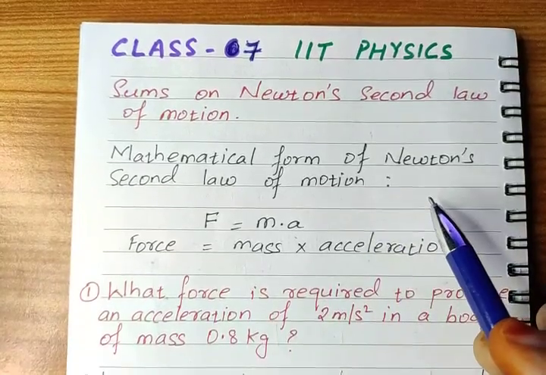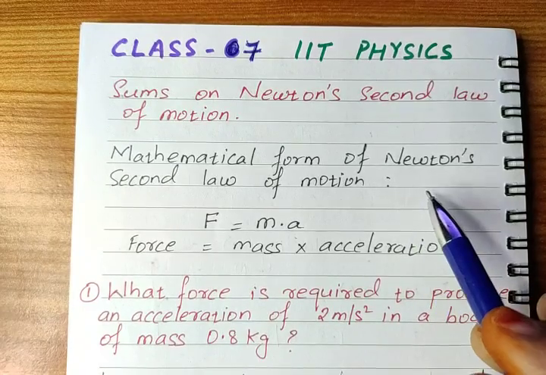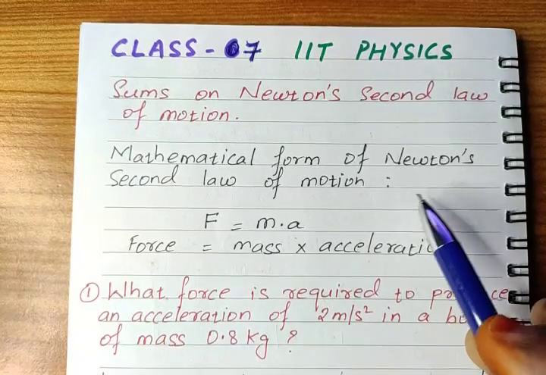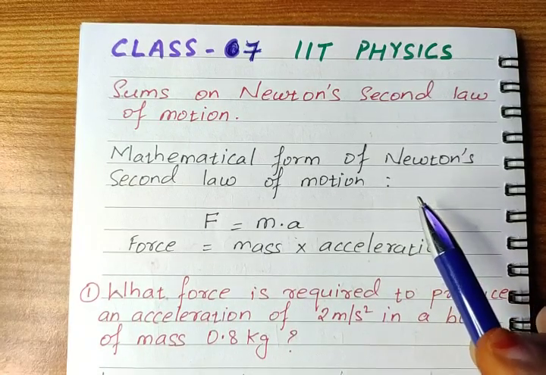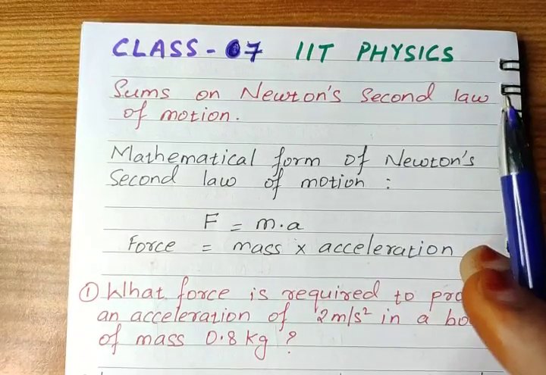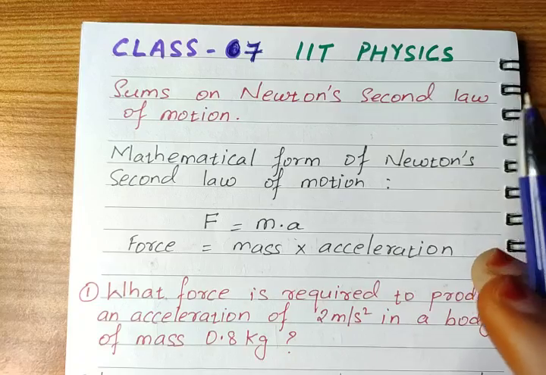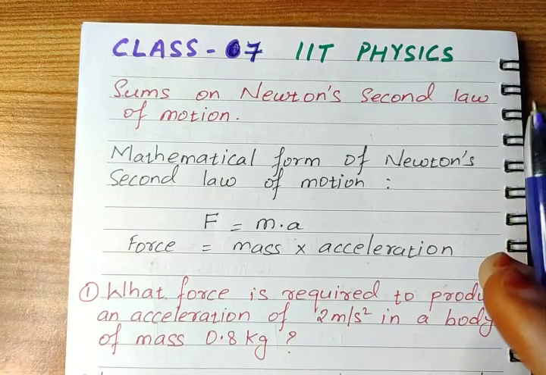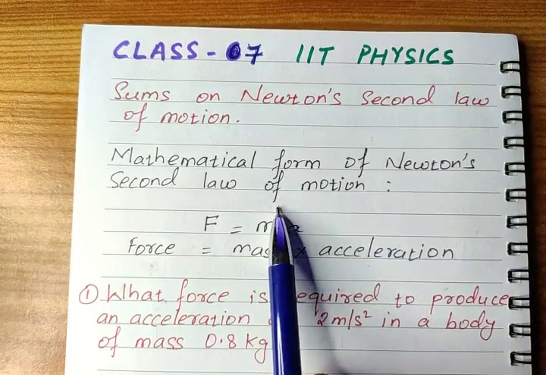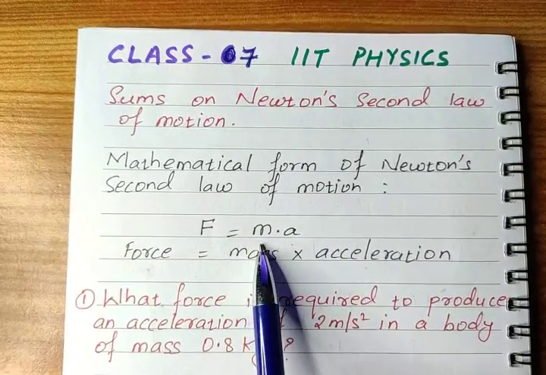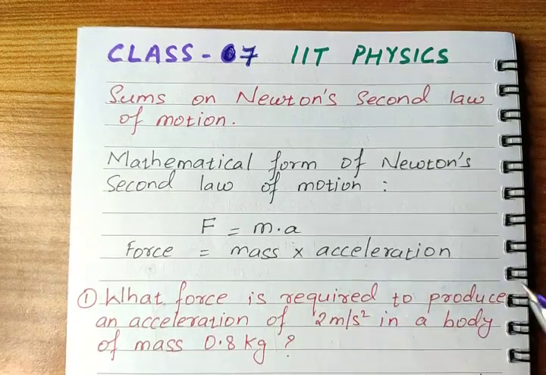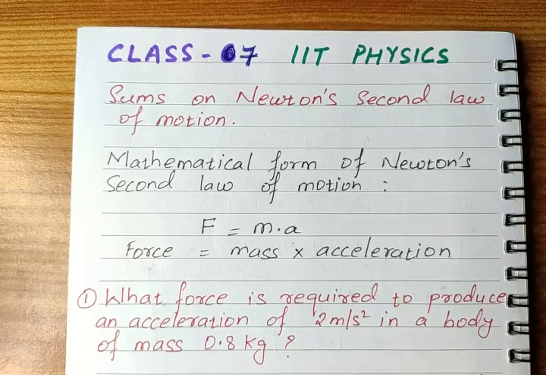If the velocity of the body changes, then its momentum will change, because momentum is the product of mass and velocity. Then the rate of change of momentum is directly proportional to the force applied on the body. From that we got the mathematical form of the second law of motion, that is force equals mass into acceleration. Clear? Keeping this in mind, we will now start the questions.